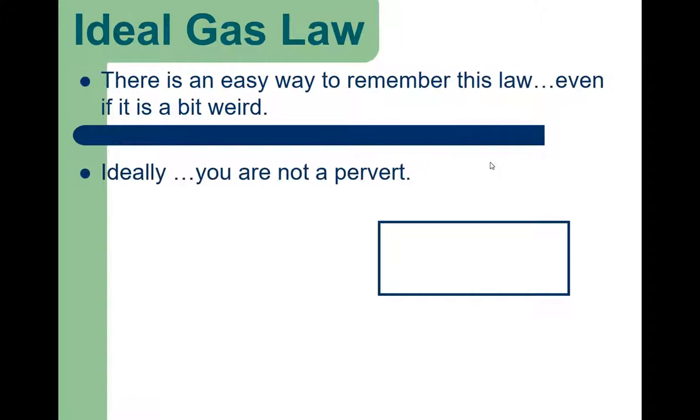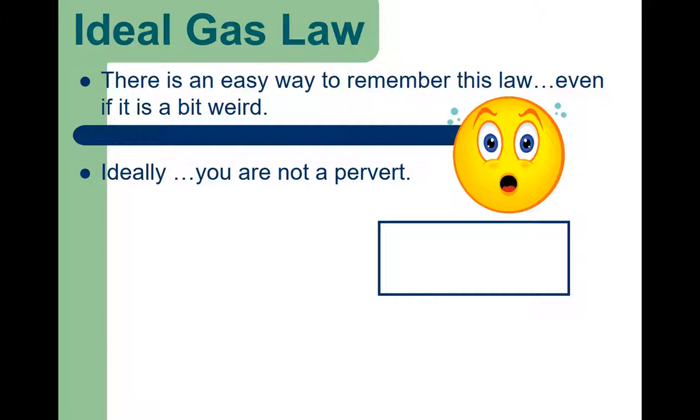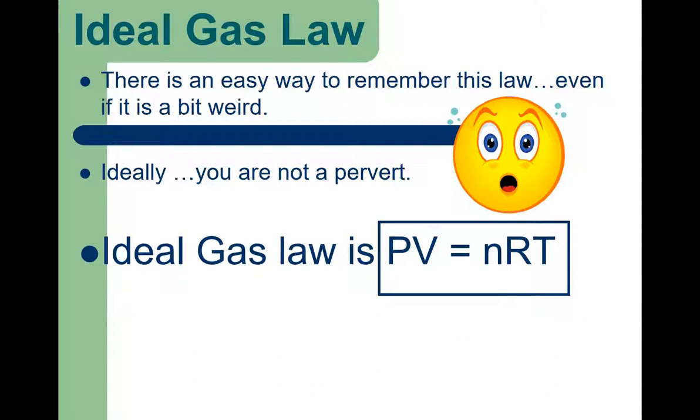All right, so next thing. We're now going to go into the gas laws. There are a bunch of them. I'm going to try and teach you with mnemonics that helped me. The way that I remember the ideal gas law is a little bit weird, but it works. Ideally, you're not a pervert. The ideal gas law is PV equals nRT, perv nert. So ideally, you're not a perv nert.